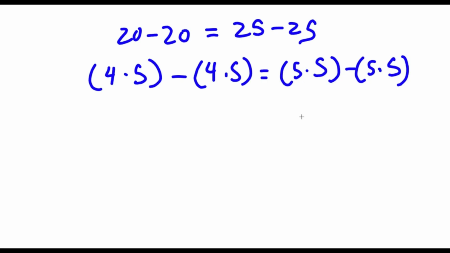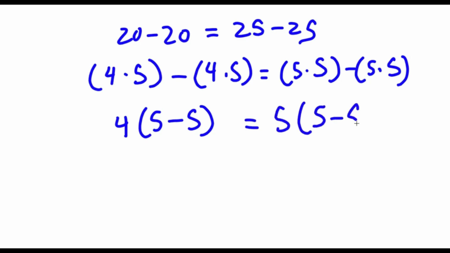Now, this is the same thing as 4 times 5 minus 5. All I did was factor out 4 from this because both terms were being multiplied by 4. And now this is the same thing as 5 times 5 minus 5. All I did was factor out 5 from this because 5 is being multiplied by both terms.